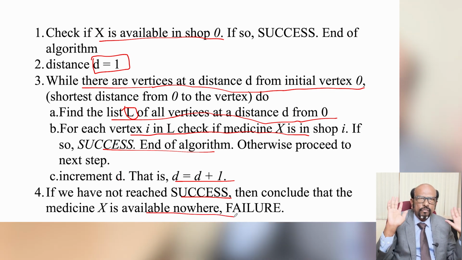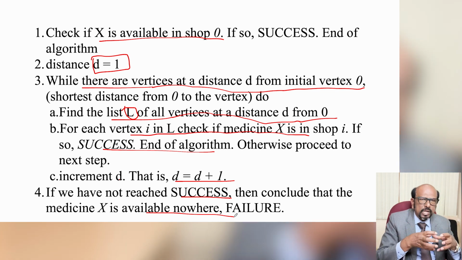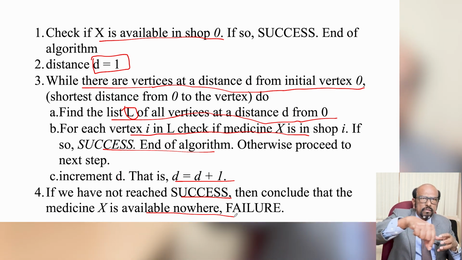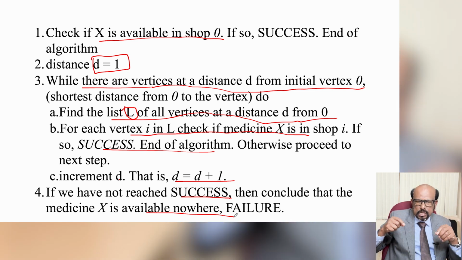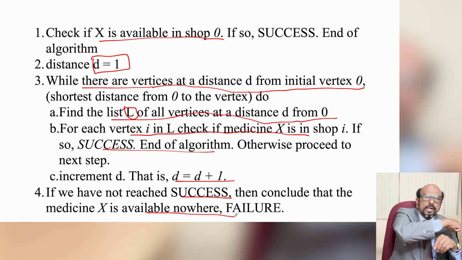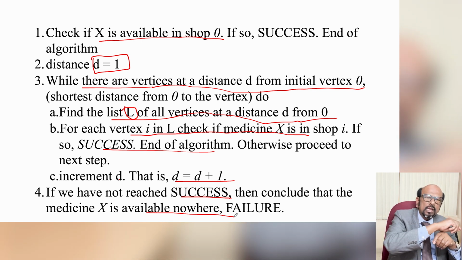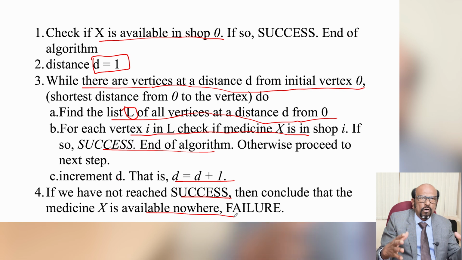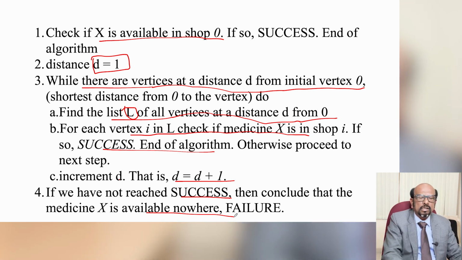So you can close finally saying that I started from the initial state. I searched all the nodes which are at distance 1. It is not available. I searched all the ones at distance 2. Not available. Distance 3. Not available. 4, 5. At some point in time, there is no vertex, then we will stop. So this is called breadth first search.